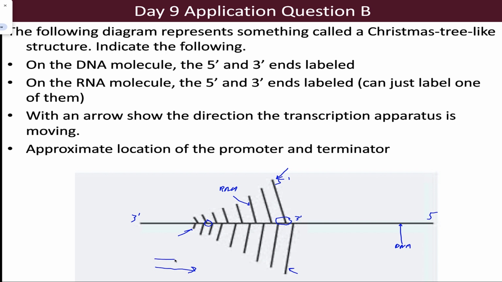If we know that transcription is going from left to right, we know that the promoter has to be here and the terminator has to be here in this general area. So again, the take home from this problem is that multiple RNA polymerases bind to the DNA and start transcribing at different times. As a result, you'll have RNA molecules coming off of the DNA that are at a different length depending on how long the RNA polymerase has been bound.